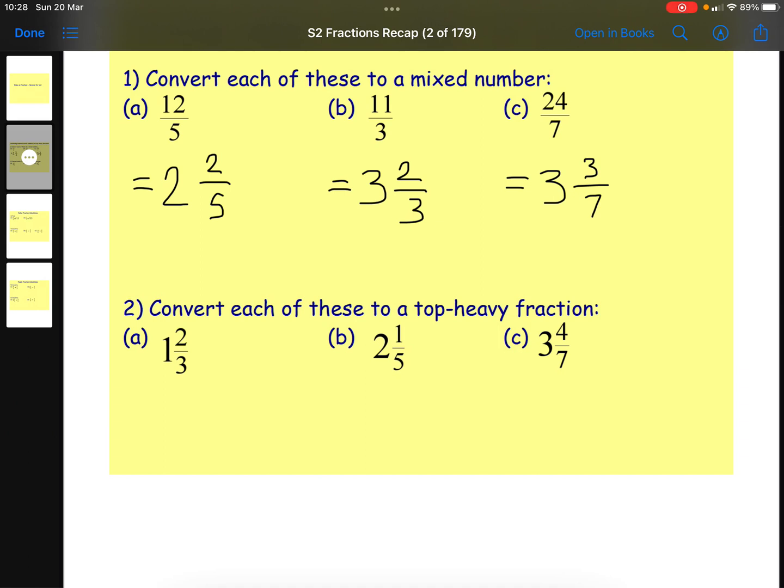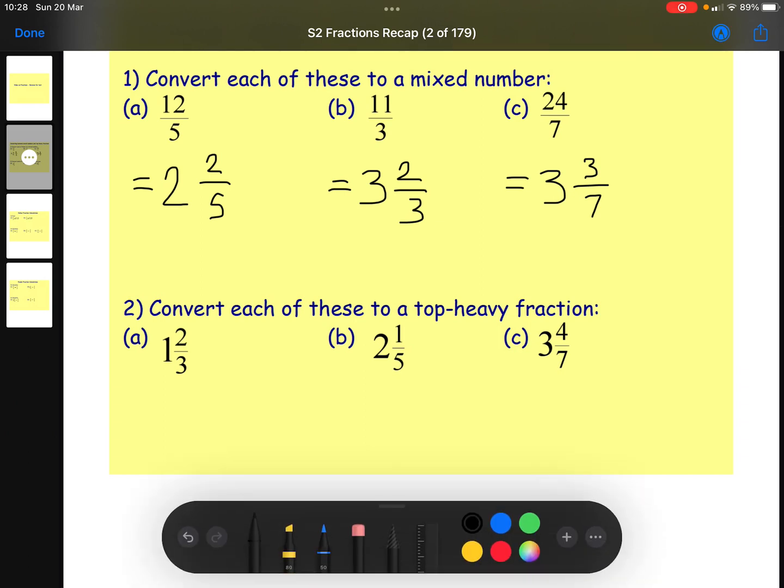To convert the other way then, to go from mixed numbers to top-heavy fractions, we've got a little process that will allow us to get that value on the top for the numerator. We take the large number, multiply it by the denominator, and then add on the numerator. So for A, 1 times 3 is 3, add on 2 is 5, so we get 5 over 3. The process for converting from top-heavy to a mixed number is a little bit easier, so you can always check that with your top-heavy fraction to make sure that it does indeed make the mixed number you started with.